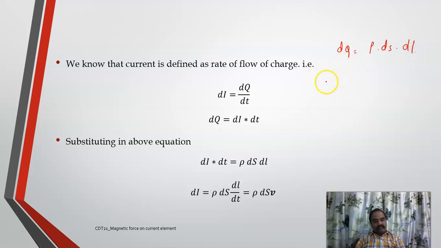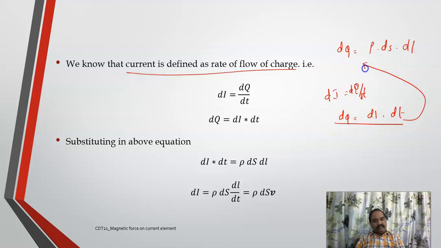Now I know that current is defined as the rate of flow of charge, right? I is equal to q by t. di is nothing but dq by dt. So dq can be written as di into dt, right? I'll replace it here. What I'll get is di into dt is equal to rho into ds into dl.